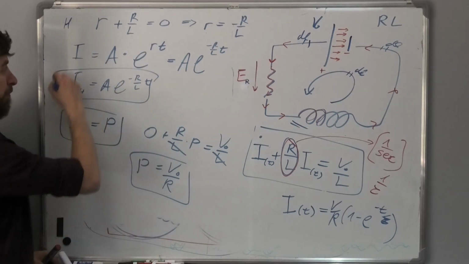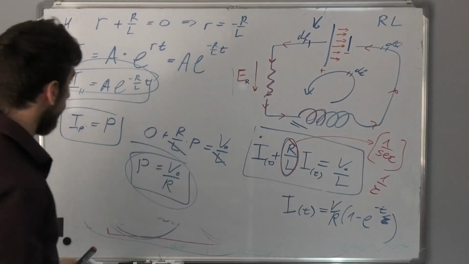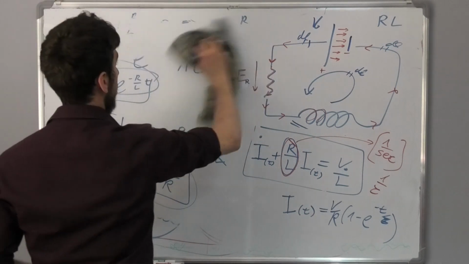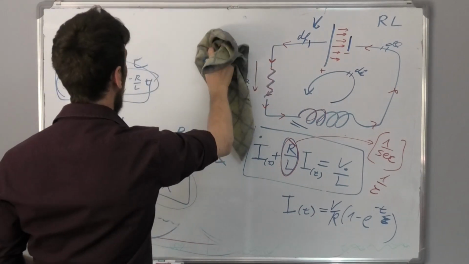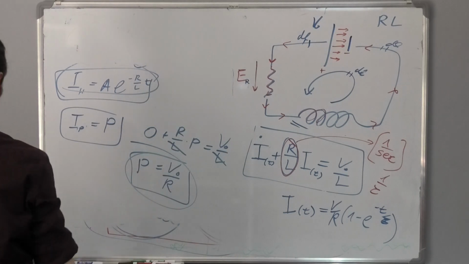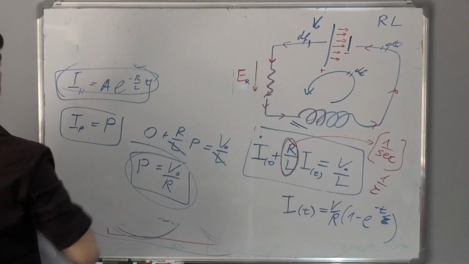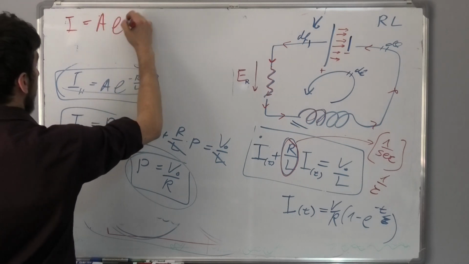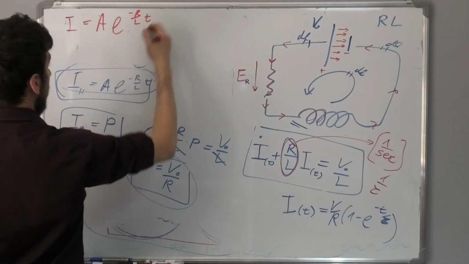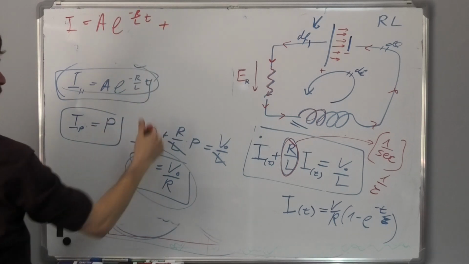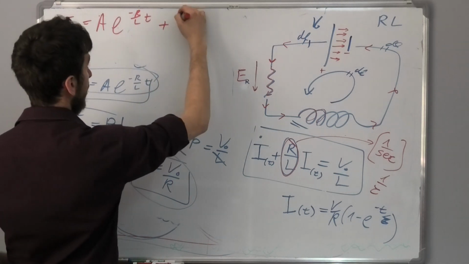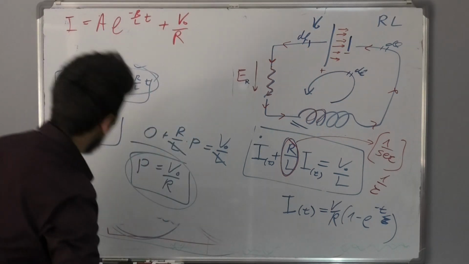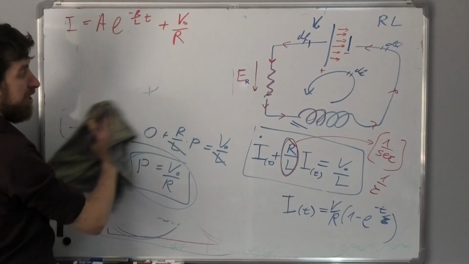And now I need to sum them, and this is going to be the general solution. So the general solution to this RL circuit is I equal to A exponent of minus R over L times t, plus V0 over R, right? And now I need some initial condition.